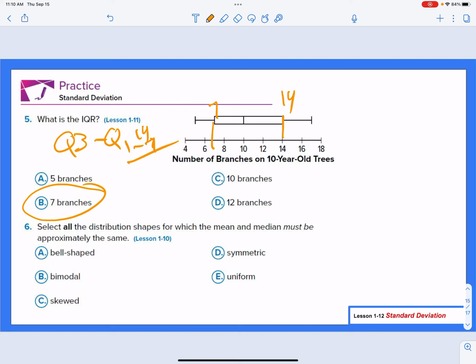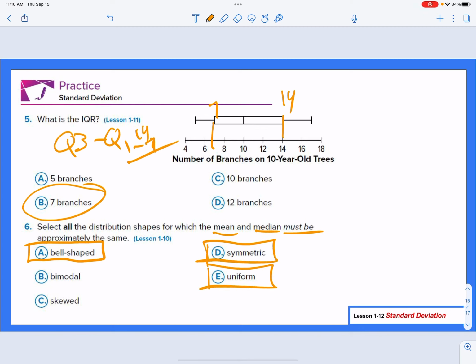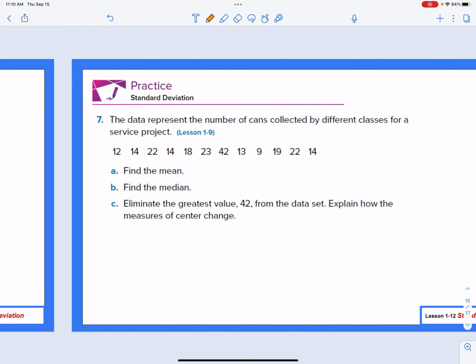Select all the distribution shapes for which the mean and median must be approximately the same. Well, when they're bell-shaped, they're going to be about the same. Symmetric, about the same. And uniform, about the same. These ones here are the ones that are a little bit messed up, right? The skewed like that, bimodal like that, not as consistent. So A, D, and E.